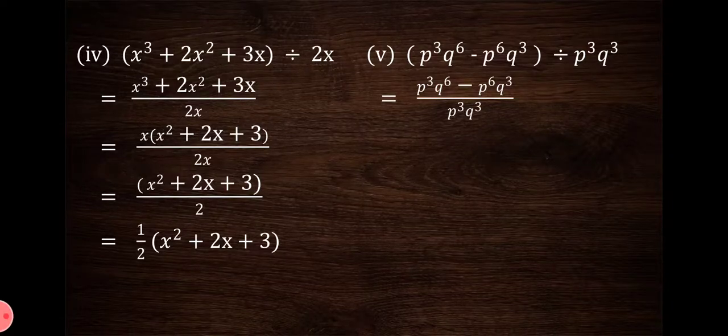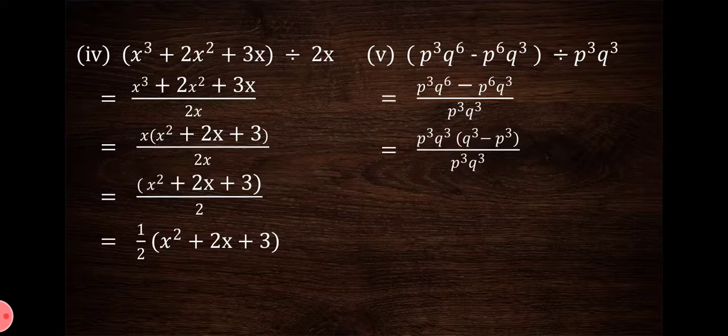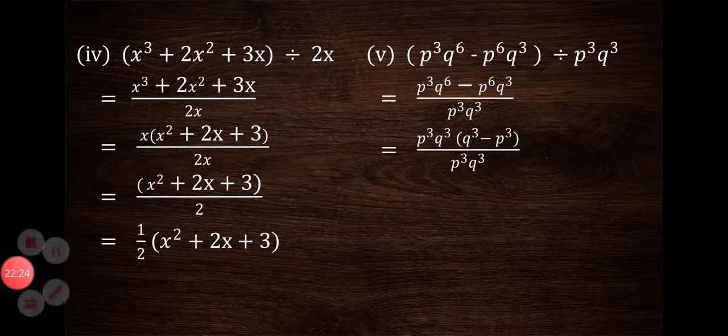Now from the numerator we can see p and q, both variables are present in both terms of the numerator, and the highest power of both which we can take out as common is 3. So we take out p raised to 3 into q raised to 3 common. So we will get p raised to 3 into q raised to 3.